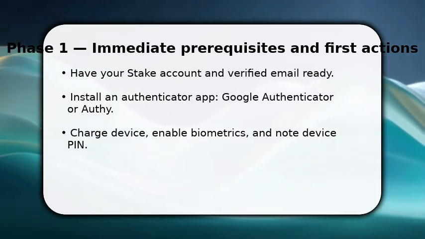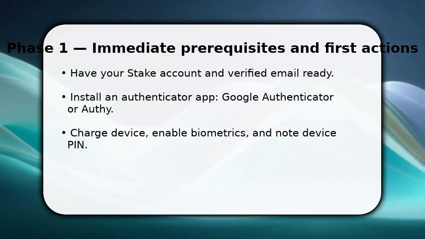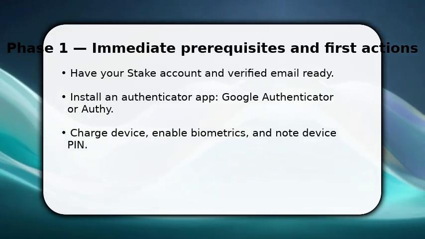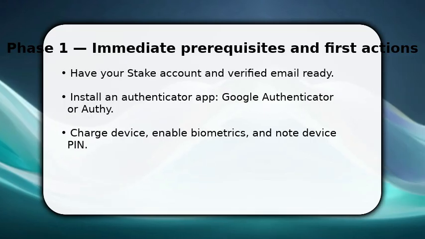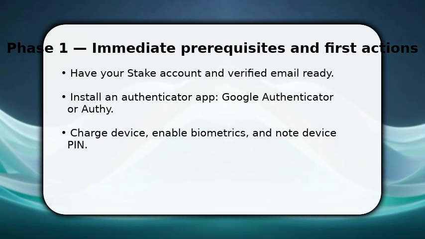Make sure an authenticator app is installed on your phone because you will scan a QR code. While here, enable device biometric unlock if available to speed future logins. These first steps establish identity and the tool you will use for generating 2FA codes.